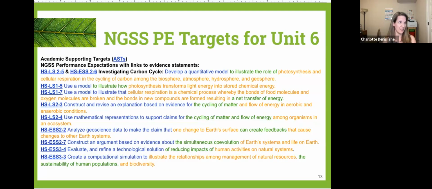And you can see on this list that the four at the bottom almost double the list of performance expectations for this unit. Half of them are in the life science strand and half of them are in the earth and space science strand. So you'll see as we go through each task which targets are being assessed.